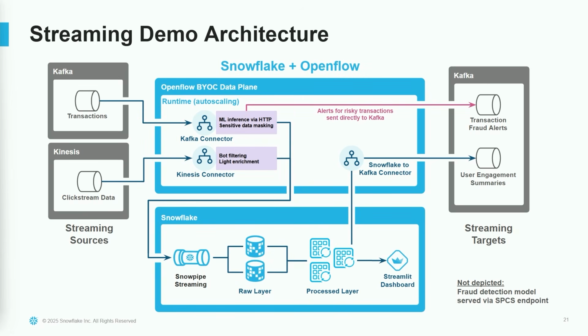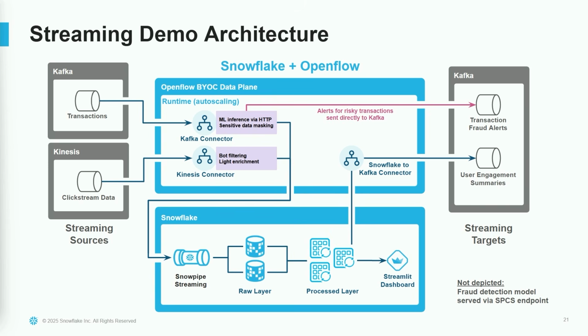So this is an example of the architecture here in the demo. And this is using multiple of the connectors that Ankit just talked about. It's using the new Kafka connector in Openflow, which is now GA. It's using the Kinesis connector, which is in public preview. It's using the Snowflake to Kafka connector as well. And I will be demoing from Openflow BYOC, which is going to be deployed in AWS.